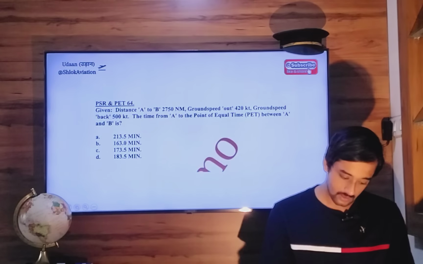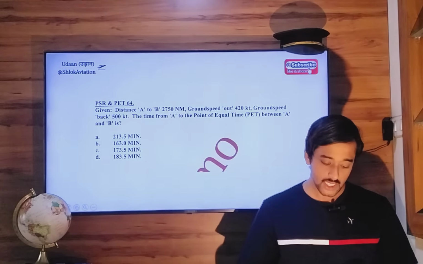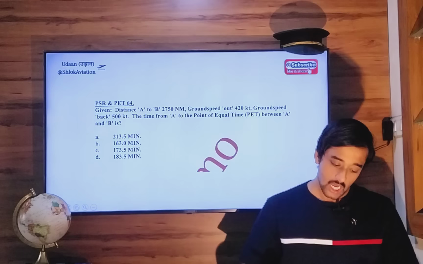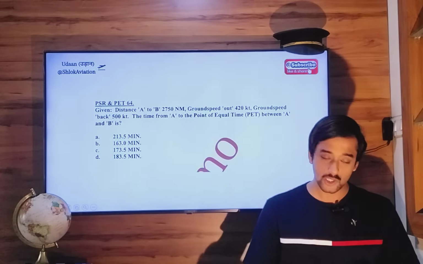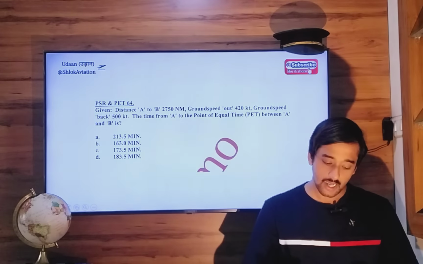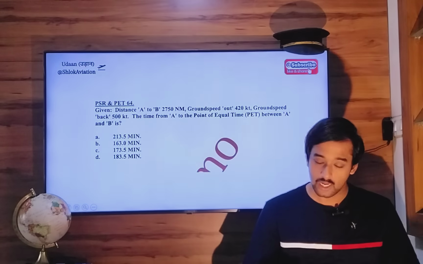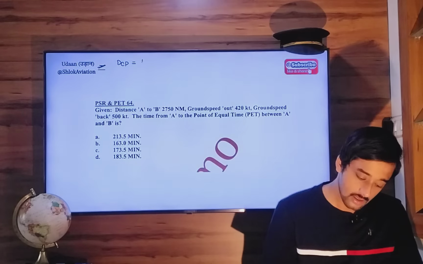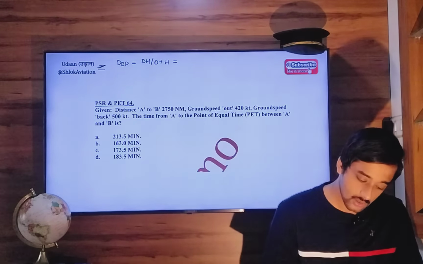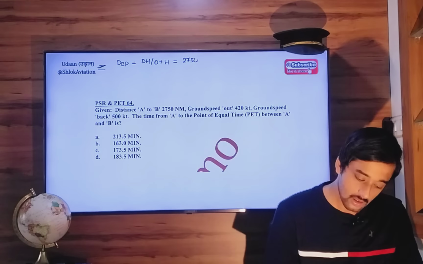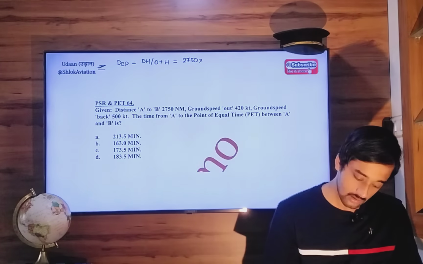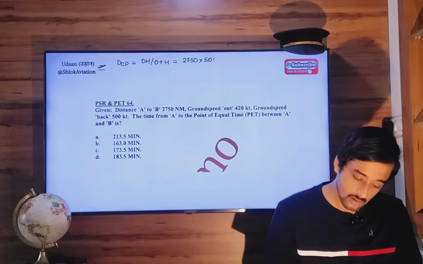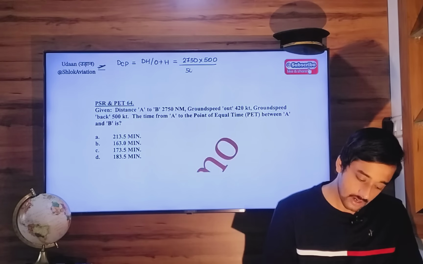64. Distance A to B 2750. Outbound speed 420. Homebound speed 500. What is the time from point A to the point of equal time? So distance to the point of equal time is DH divided by O plus H. So D is 2750, homebound speed 500, divided by 500 plus 420.